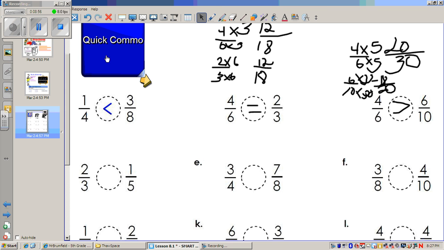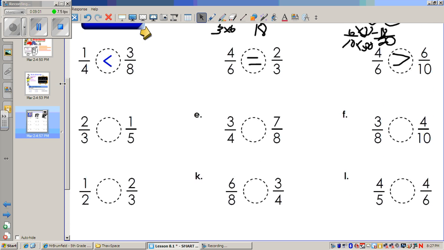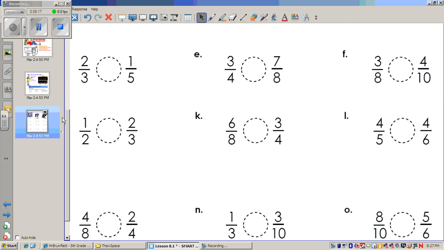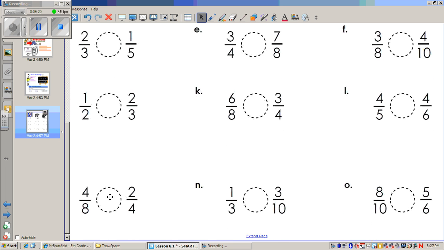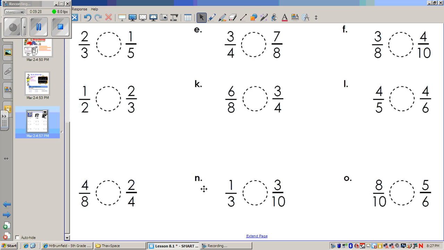Doing quick common denominators or just finding the least common denominator is how I'd like you to do the rest of these problems. So you have 6 more problems to do. You have 2/3 and 1/5, 3/4 and 7/8, 3/8 and 4/10, 1/2 and 2/3, 6/8 and 3/4, 4/5 and 4/6. Now, I know some of you can look at some of them and say, I know these. That's great if you do, but I would really like you to do the strategy if you could, because that would be really helpful. And then the last 3 that you need to do are 4/8 and 2/4, 1/3 and 3/10, and 8/10 and 5/6. So there's actually 9 problems you need to bring in.